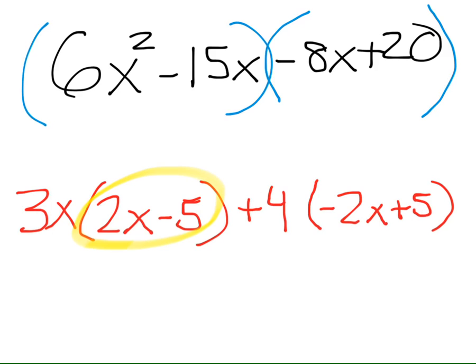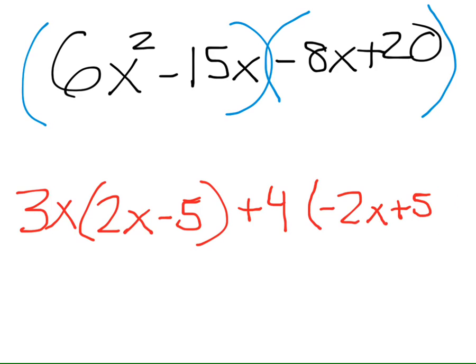And looking at these 2 binomials, they're really close to the same, but they're not exactly the same. They're not exactly because I have a minus 5 here, and here I have a negative 2x. I really wish this was a positive and this was a negative. And then it'd be the same.